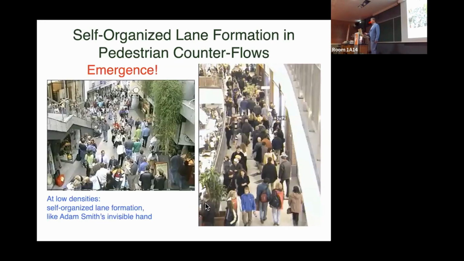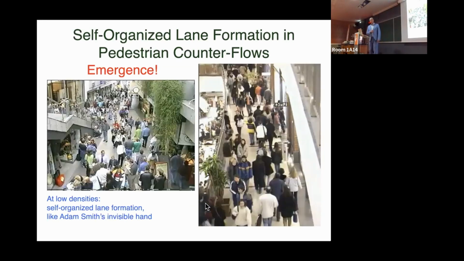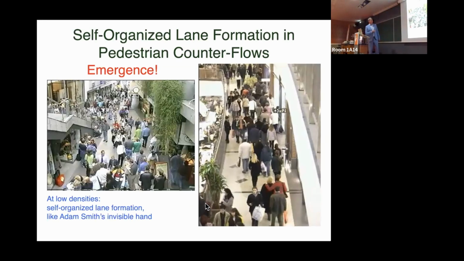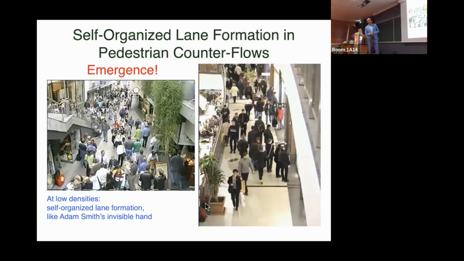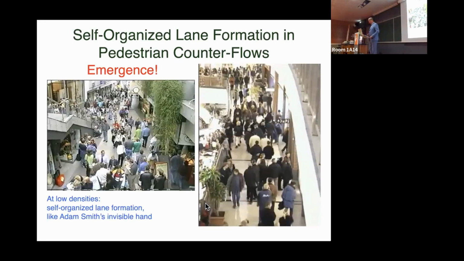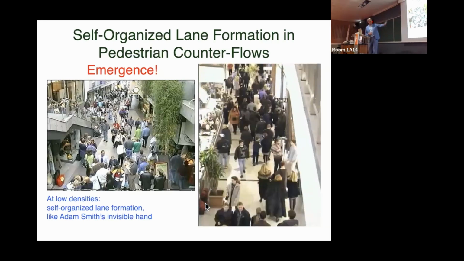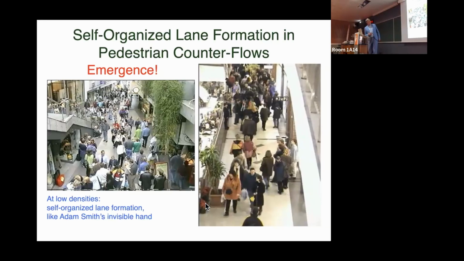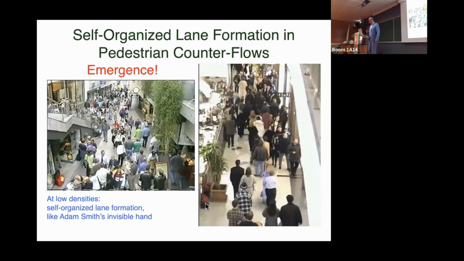What I've been interested in is actually self-organization in pedestrian crowds. If you watch pedestrian crowds, we find the self-organization of lanes of uniform walking direction in counterflows. So here people walk on the right-hand side. I don't know why it doesn't play smoothly, but you'll find the videos also on YouTube.